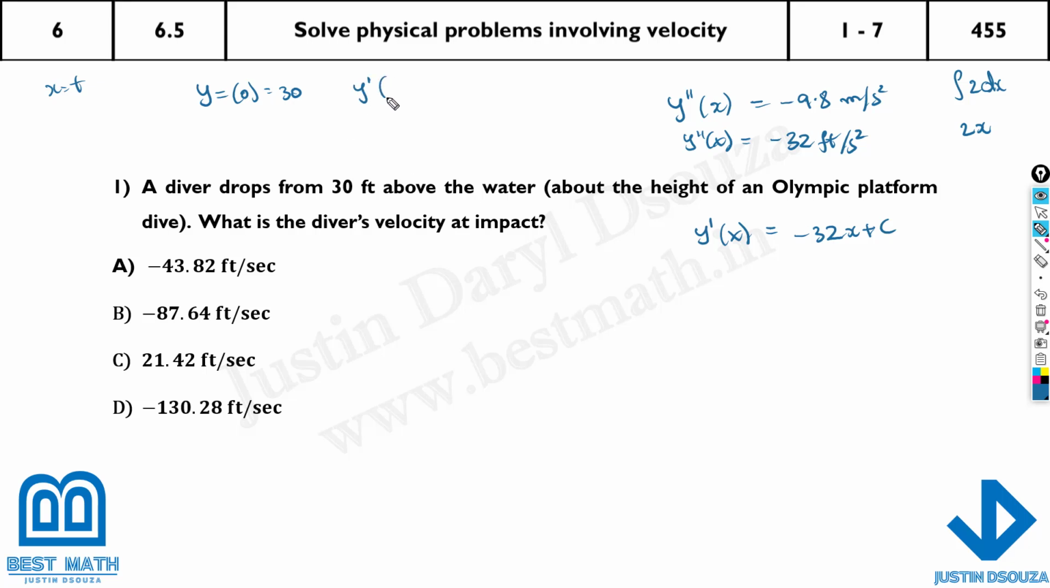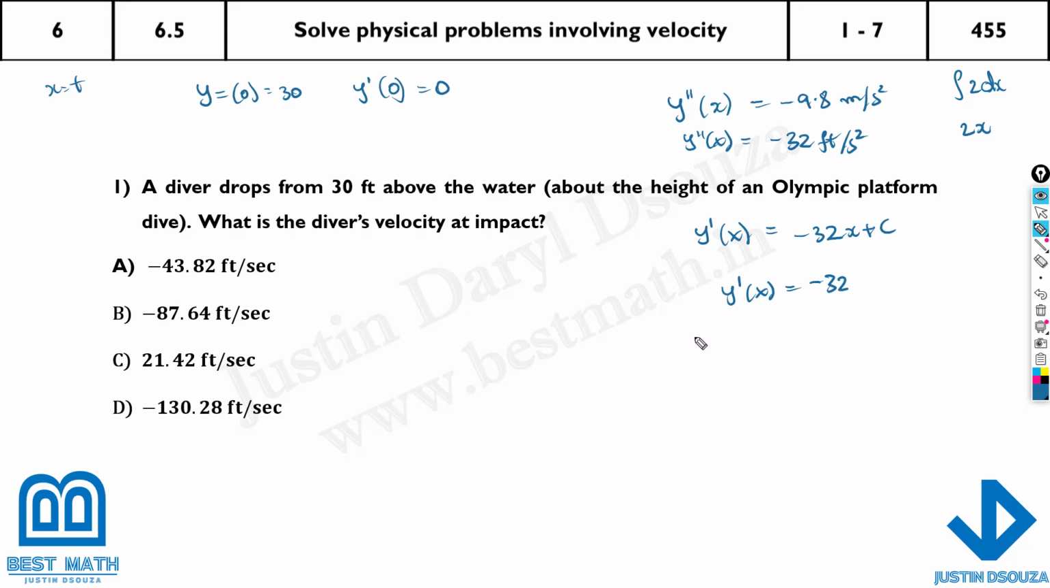Now, what is the initial velocity? It's not given, so it's 0, because there's no velocity mentioned. So the constant part will be 0, and y prime of x is minus 32 itself, because this is going to be 0. I'm not going to write 0 here.